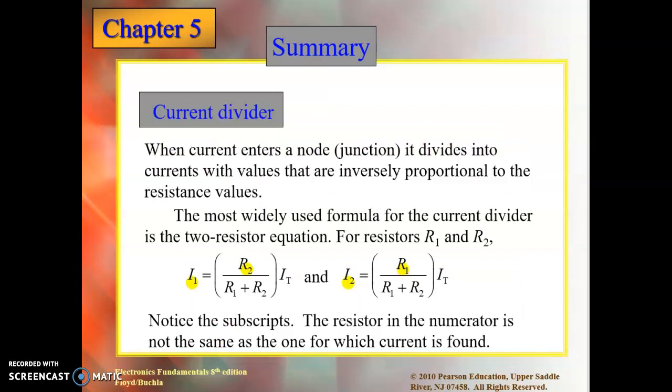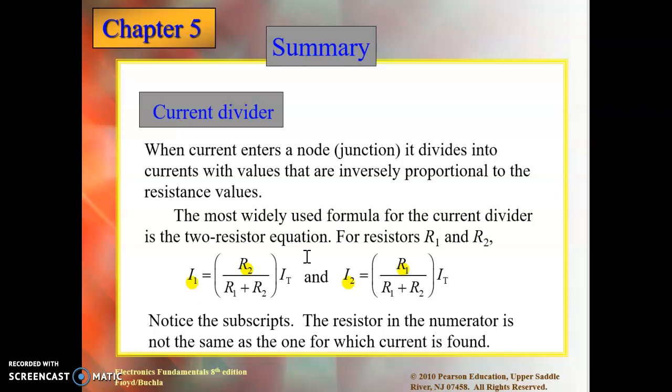Okay. So as we had a voltage divider for chapter 4, we have a current divider for chapter 5. A current divider, when current enters a node, a junction, divides into currents with values that are inversely proportional to the resistor values. That inverse relationship tells us that the smaller the resistor, the higher the current through that branch.